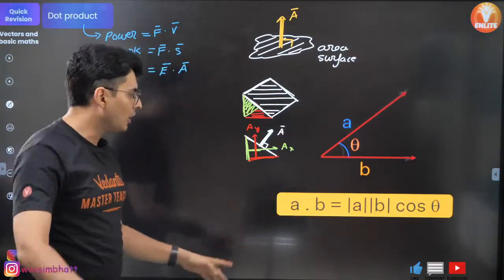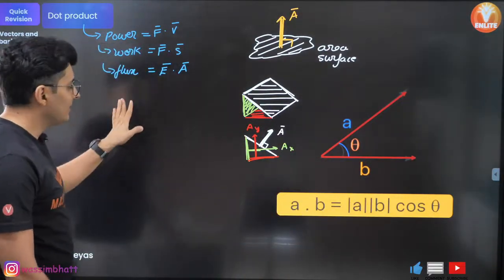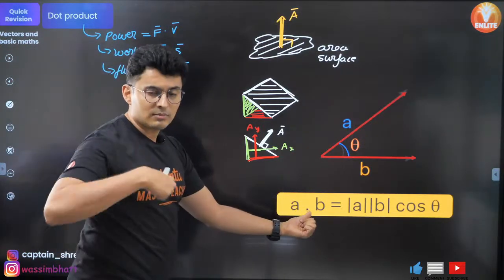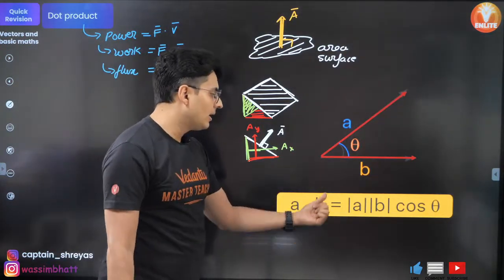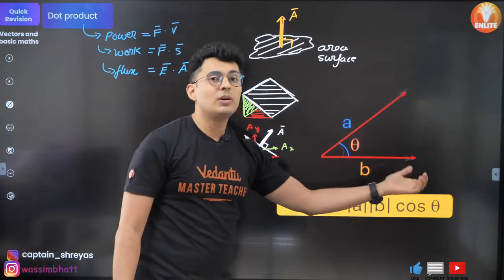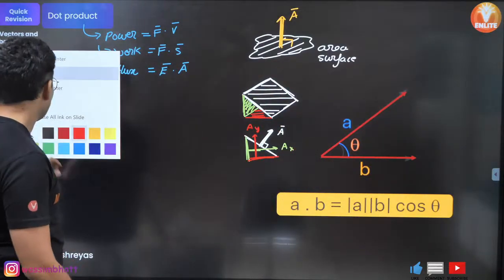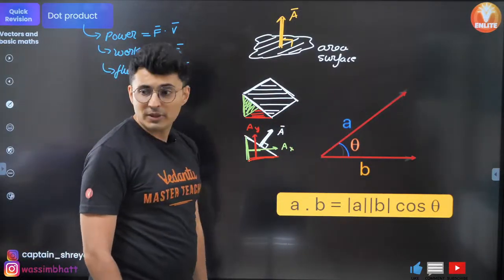Okay, so by the way, the dot product is A dot B. So when I say dot product, this means the outcome will always be scalar. It will be magnitude of 1, magnitude of 2 into cos of this. You can also rearrange.